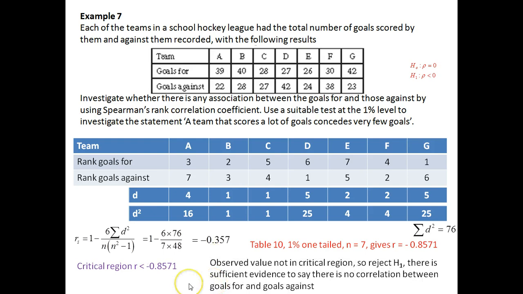Our observed value is not in the critical region, so we reject H1. There is sufficient evidence to say there's no correlation between the goals for and the goals against.